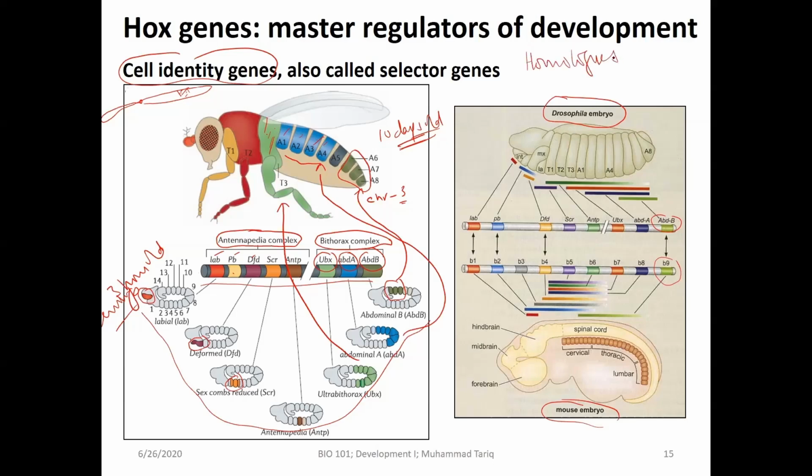Homologs. So similar genes: the homolog of ABDB in mouse is B9, ABDA is B8, UBX is B7. The way they are expressed from head to tail, from anterior to posterior, is exactly conserved, fully preserved in mouse, and the identity of the cell type which they give is also 100% preserved.